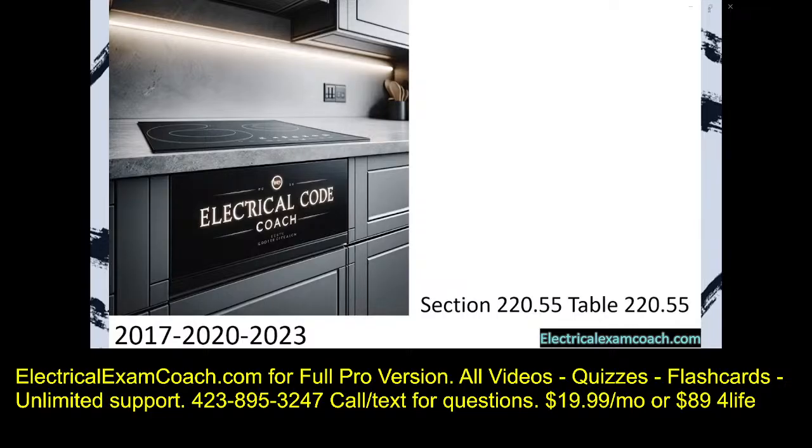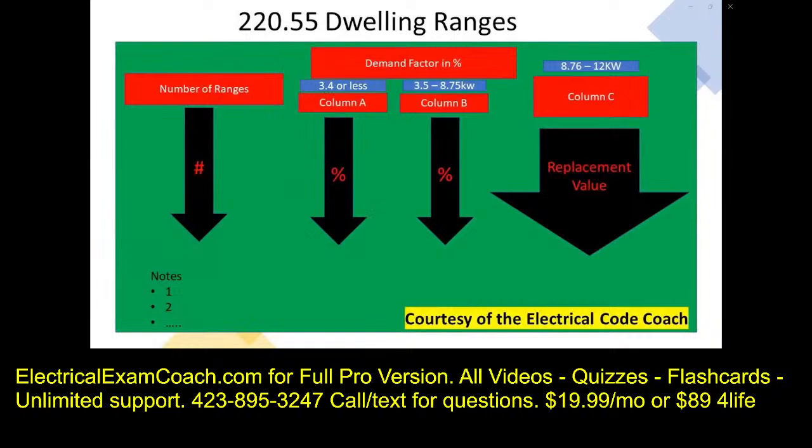Let's get to it. When we get to table 220.55, we're going to read the black bold heading at the top of the table to make sure that we're in the right table. Then, starting on the left-hand side, we're going to find our number of ranges. 1, 2, 3, 4, 5, and so on and so forth. Then we're going to notice that there's 3 different columns. They're really in 2 different groups. Column A and column B are grouped together under the demand factor in percentage column.